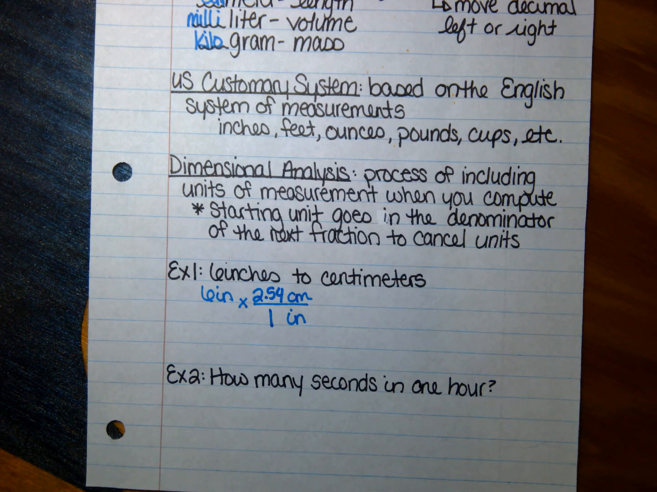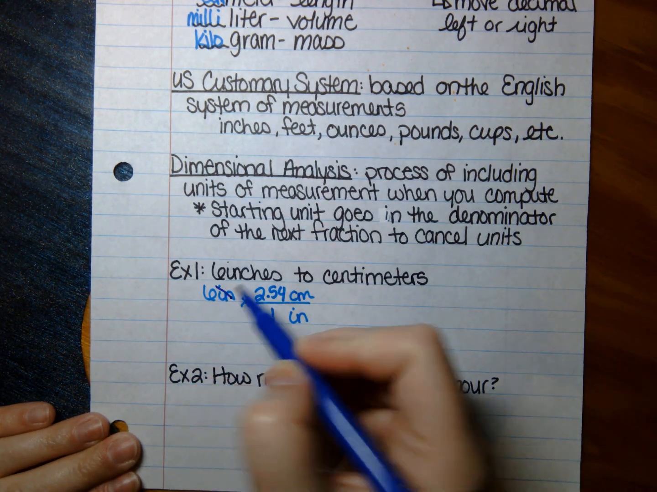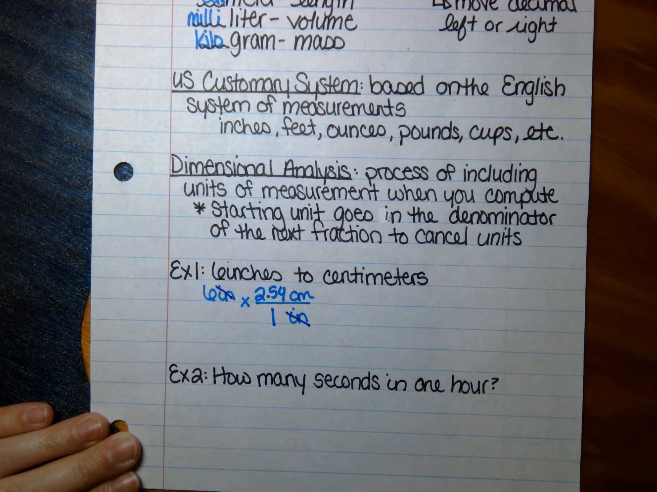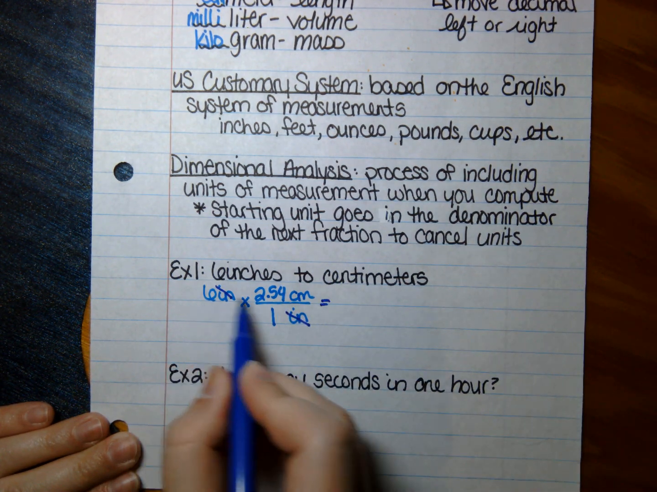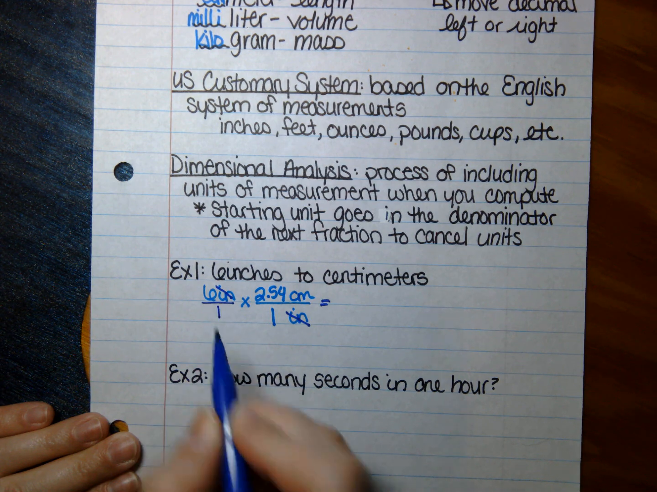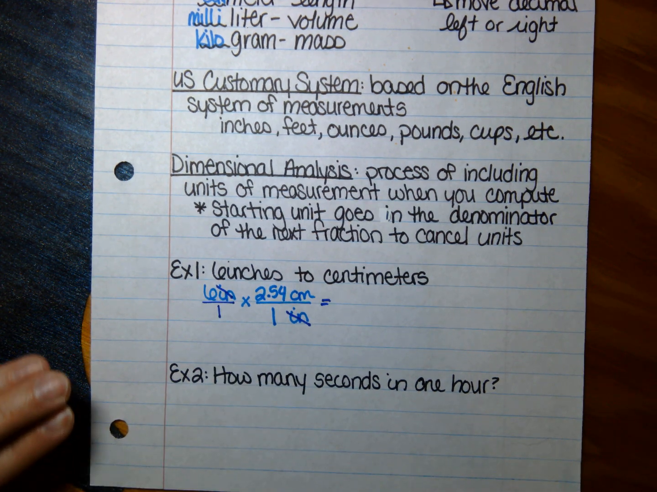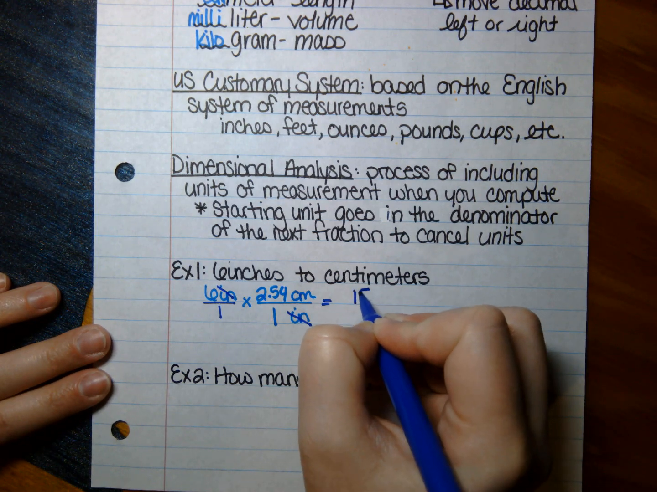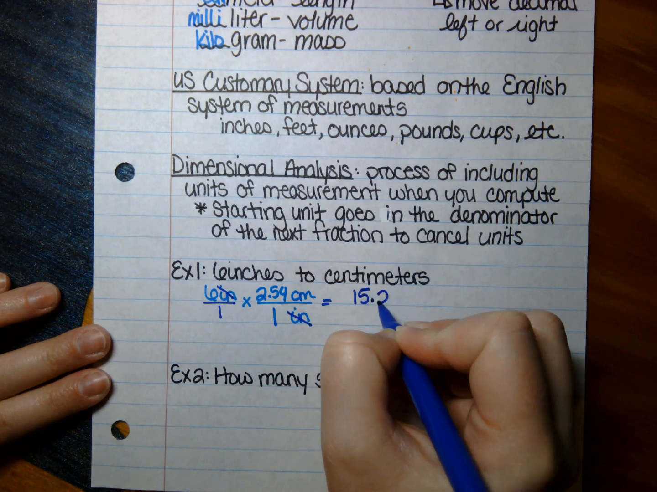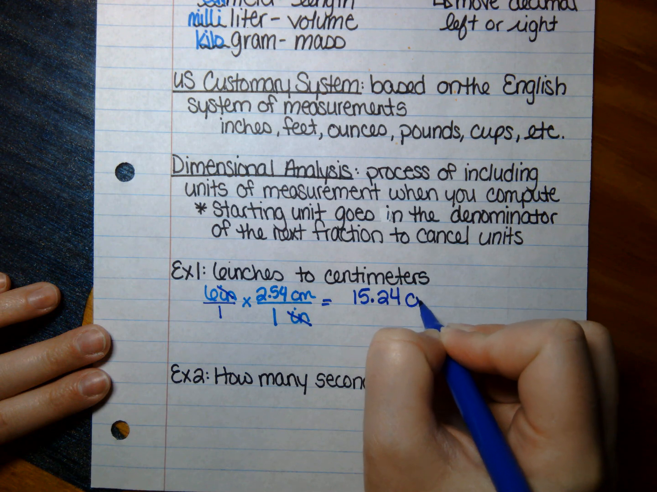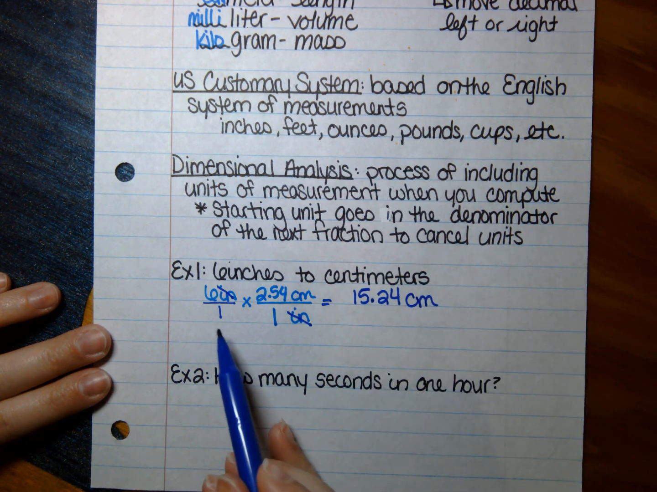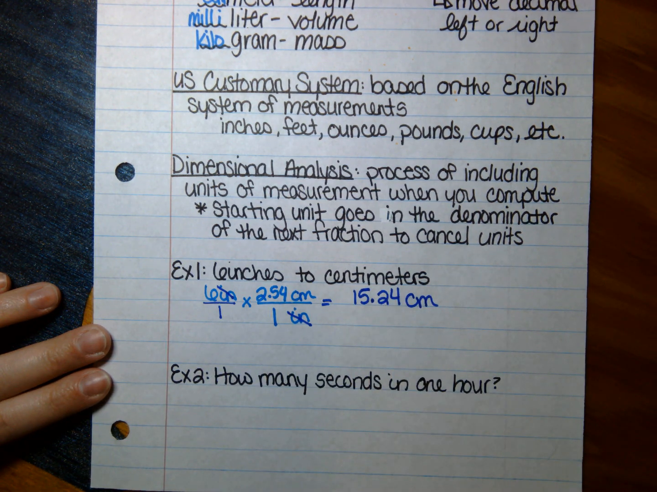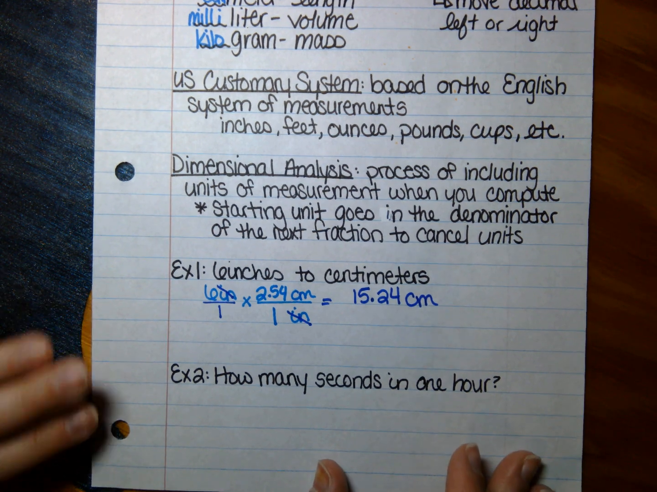Now that I have my first fraction, I can cancel out units. What you have in the top and the denominator can cancel out. So now I'm just going to multiply across. Remember, you can put anything over 1 without changing it. So 6 times 2.54 is going to give me 15.24, and my unit is going to be centimeters. 1 times 1 is going to give me 1, so I don't need to put it in the denominator.